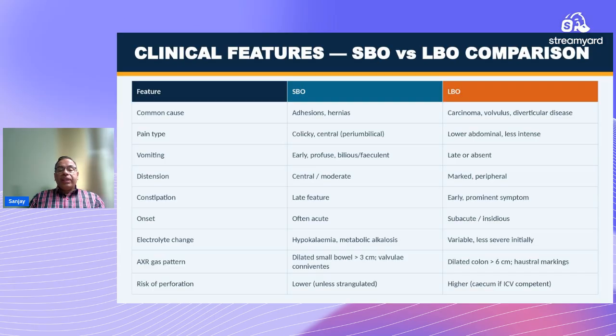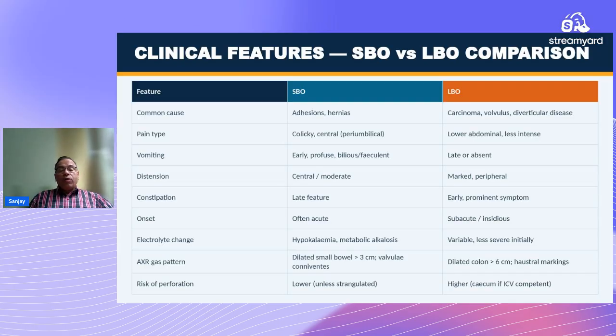Vomiting is early, profuse, maybe bilious in small bowel obstruction, whereas vomiting is a late feature or absent in large bowel obstruction. Distension of the abdomen would be central, and an early feature in small bowel obstruction, whereas in large bowel obstruction the distension is quite marked and peripheral, especially in distal large bowel obstruction. Constipation is a late feature in small bowel obstruction, whereas it is early and a prominent symptom in large bowel obstruction.